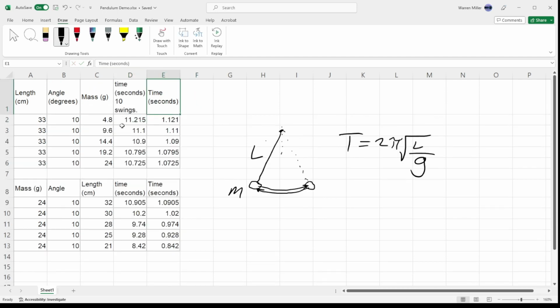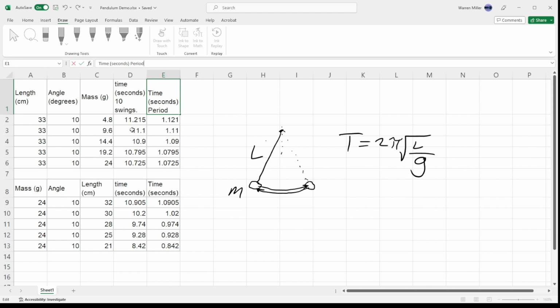And this time here, you can see we took 11.215 divided by 10 gives you 1.121. That's what happened in this case. So this time is the time for one swing, which we'll call the period. Right? The period is the time for one swing forward and back. That's one swing.